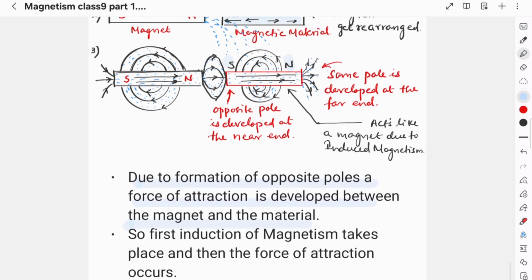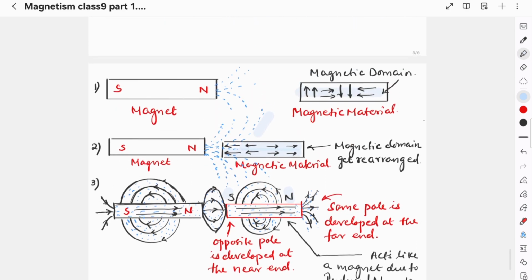So students, we'll close this session here. Hope you have understood how the induced magnetism works. The remaining part we'll do in the next video.